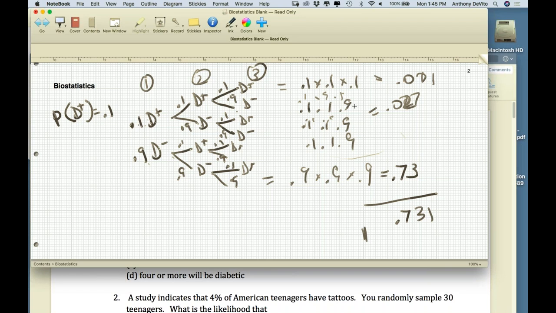What if I told you that we're going to sample a random sample of 100 people from this population, and I want to know what's the probability that I will get exactly 12 people out of 100 that have diabetes? Okay, so how many pieces of paper you think we would have to put this tree out? 12 levels, right? Not very practical, right? We need another better way to do this.